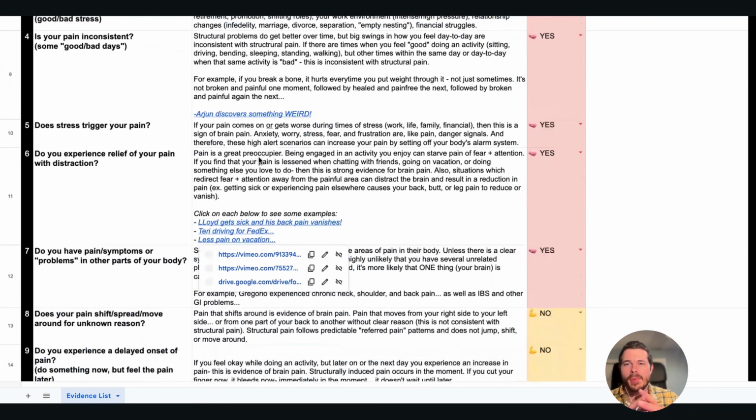Does stress trigger your pain? If pain comes or goes based off of stresses in life, work, family, financial, then this is a sign that symptoms are more of the mind than they are of the body. Anxiety, worry, stress, fear, frustration, they're all danger signals. And this can actually increase the pain that you experience. You'd have to answer yes.